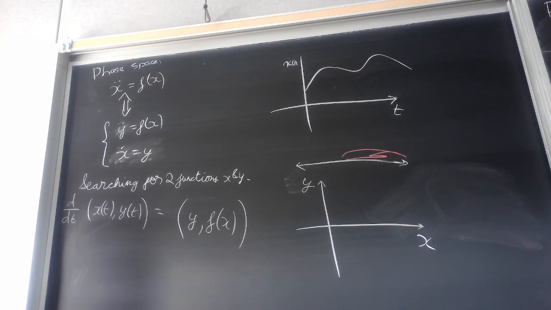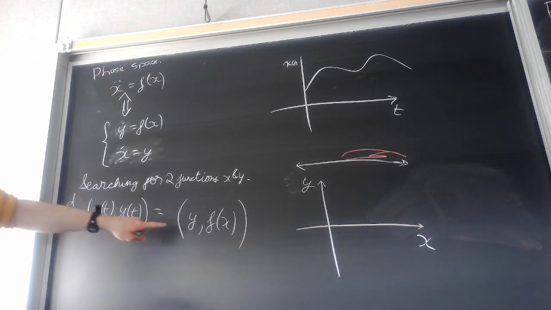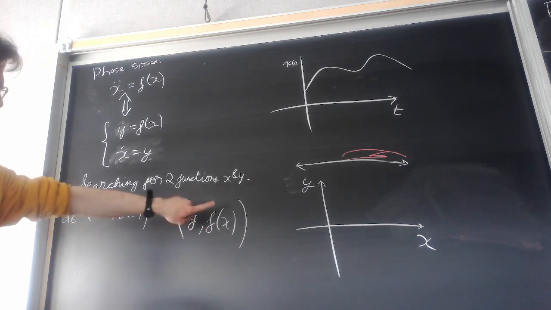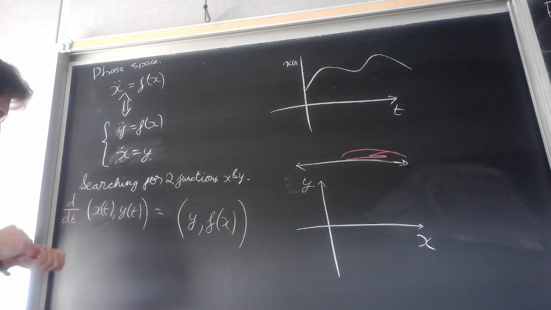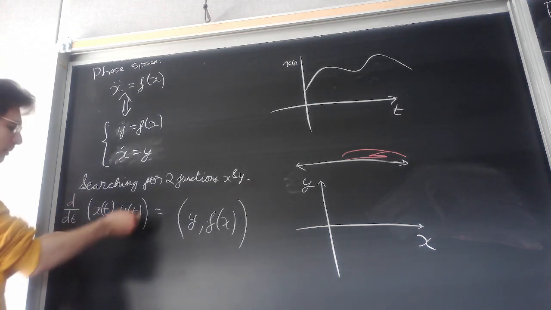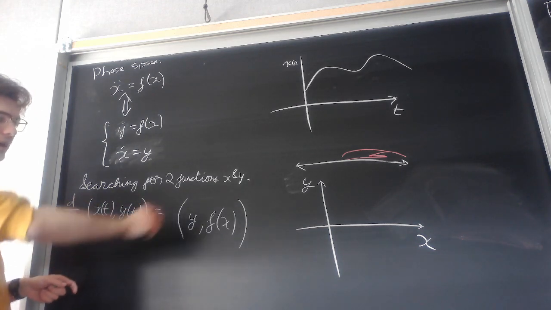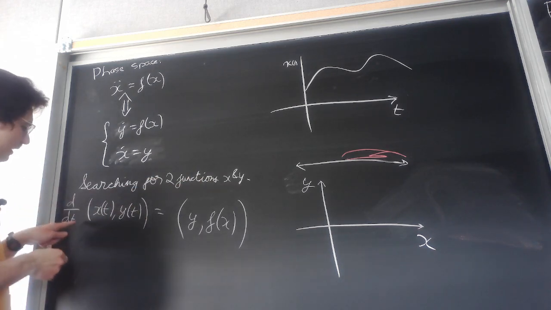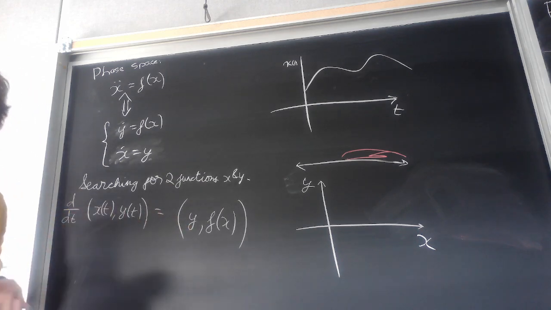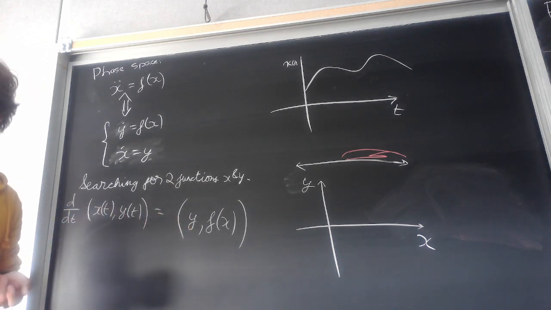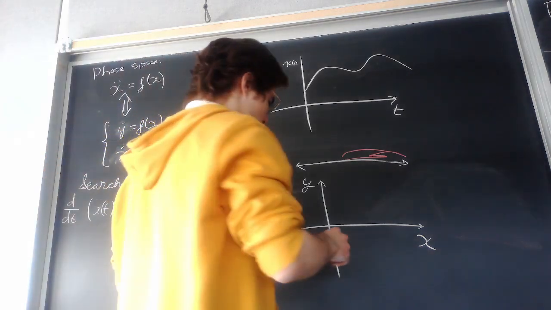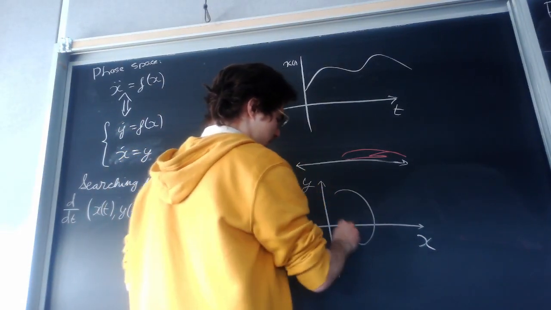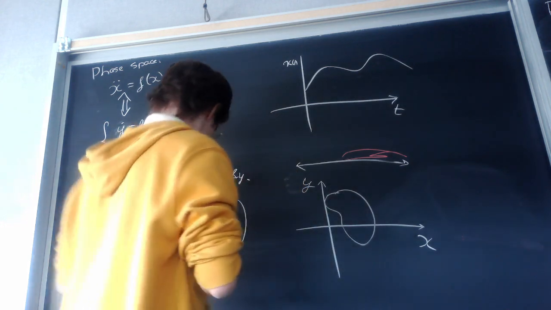So now, what is this? This is some vector, right? So this is some curve in my xy space, right? And this is a tangent vector to this curve. Do you agree? Okay. So, suppose my motion was given by, I don't know, something like this.